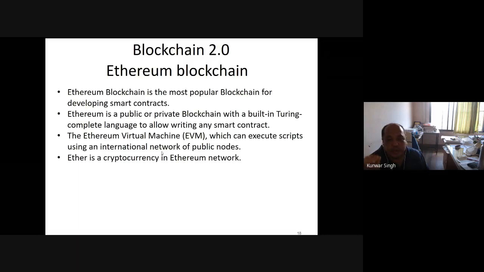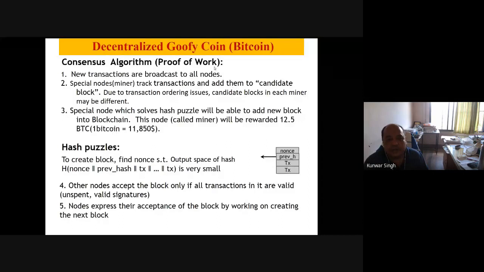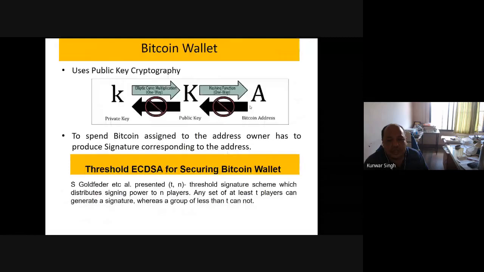If you see the consensus algorithm here, it is called proof of work. There are other algorithms like proof of stake and some other things. For Ether, they use the same proof of work consensus algorithm, and many things are similar to Bitcoin. So Ether is similar to Bitcoin.